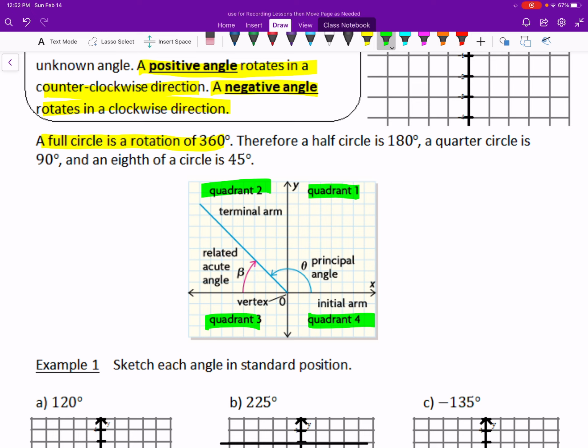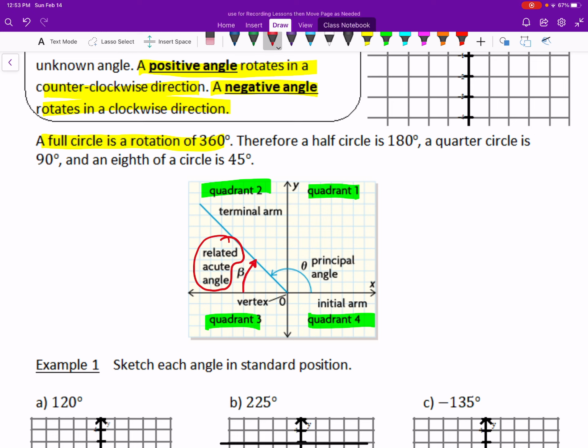The principal angle is always the angle between the initial arm and the terminal arm. But there's another important angle. Once we get beyond 90 degrees, as you can see in this sketch, if we were to measure between the x-axis and the terminal arm, that's called the related acute angle. We're going to use that in some of our calculations, so pay close attention to what I'm saying at this point.